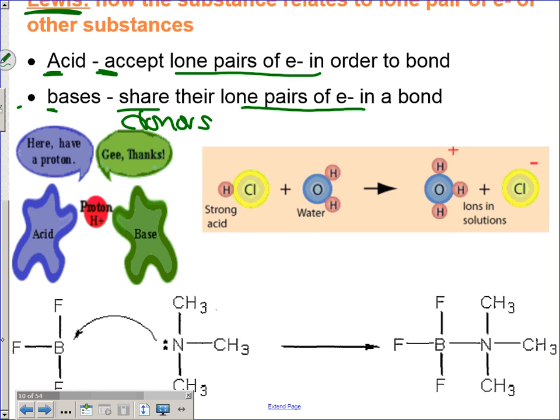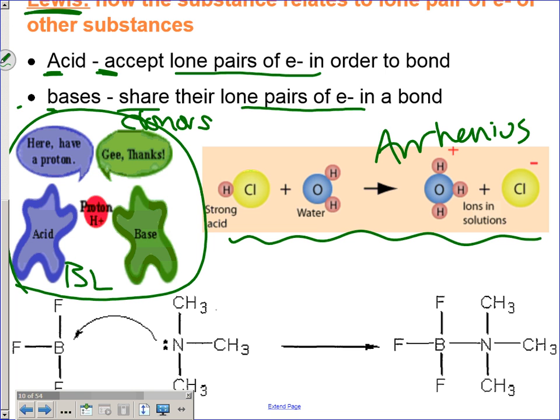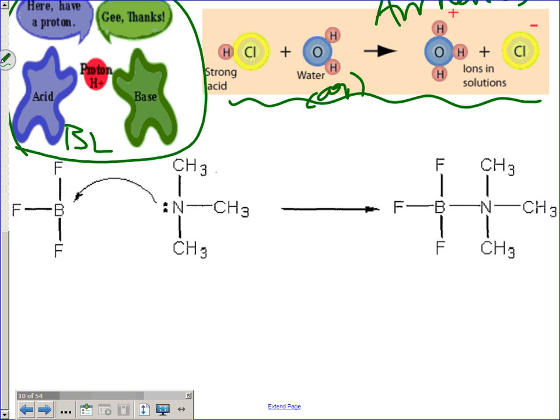So in this example here, what's happening? Whose definition is this describing? This one right here. It's like, here, have a proton. Thanks. That's Bronsted-Lowry, right? Because you're showing the proton exchange. What is this one representing? Arrhenius, right. And that's because it's in aqueous solution, water. And then this one, you're seeing an exchange of what? Lone pairs. Lone pairs are Lewis. All right, thumbs up.